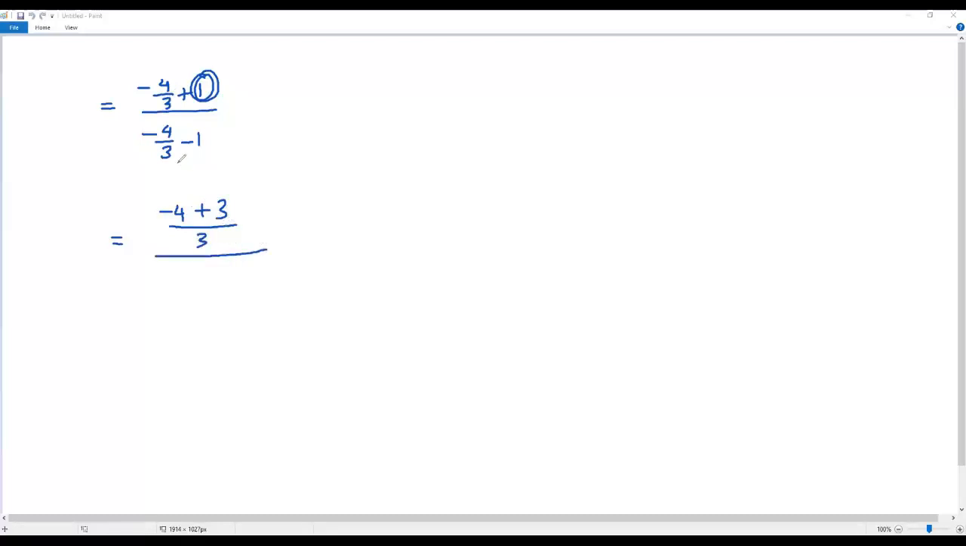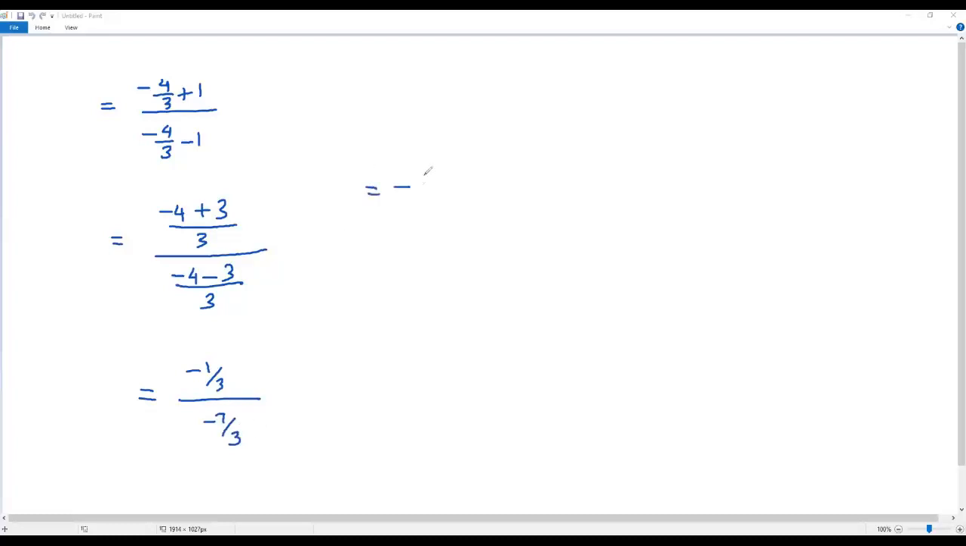Now let me do the same thing in the denominator, that is to simplify the expression negative 4 over 3 minus 1. I'm going to multiply this integer 1 by this denominator 3, then I'll be getting negative 4 minus 1 times 3, which is just 3. Once I'm done with this multiplication, I have to take this 3 as a common denominator. So negative 4 plus 3 will become negative 1 over 3, divided by, here negative 4 minus 3 will become negative 7 over 3.